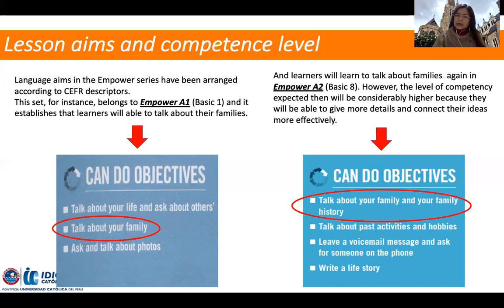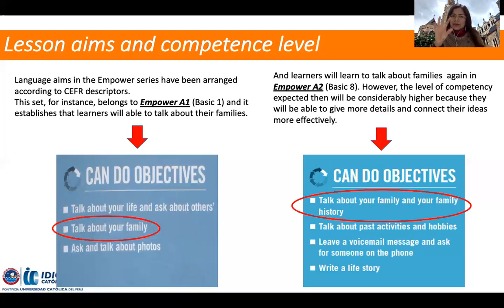However, in a Basic 8 with the same objective, students are expected to produce more. Here, they include history. So here, students should be able to say, okay, I live with my parents and I have 2 siblings. My parents are not from Lima. They were born in Arequipa. My big brother is 40 years old. He got married last year and he had a baby, for example.